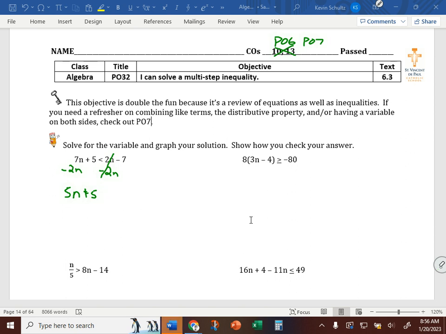is less than negative 7. Now, we're not going to flip our sign because our variables are on the left side, and we don't have that negative 5. What do we do next? You move the positive 5 out. Yep. Opposite operations to move that positive 5 to the other side of the inequality. That gives us 5n is less than negative 12.